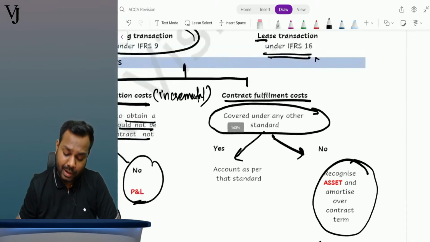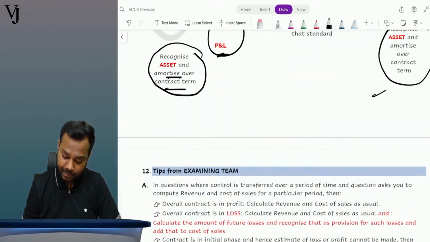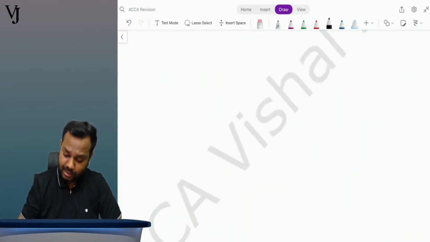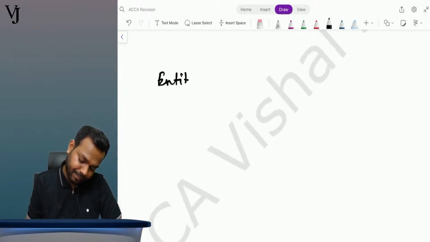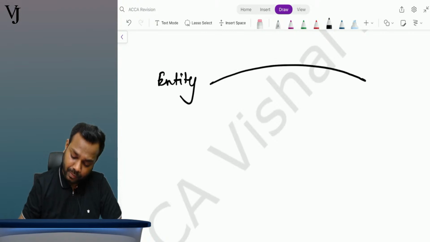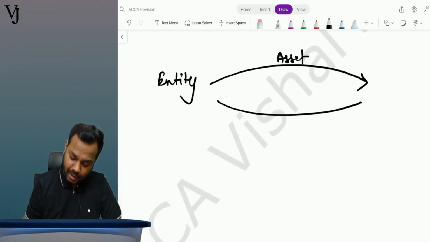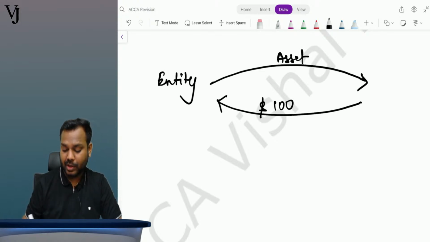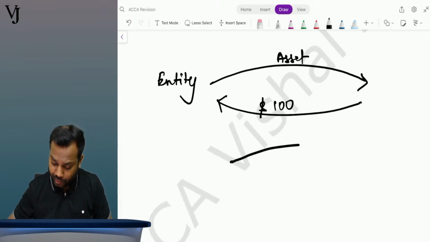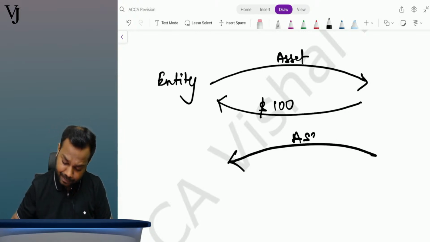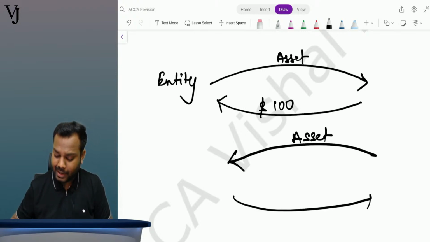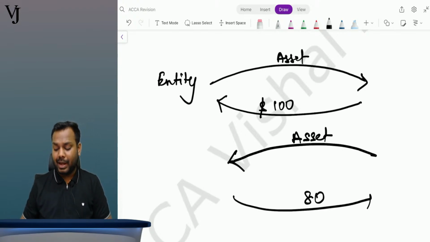Okay, Krishna has a query: explain the lease part. Okay, fine. Lease part. Let's suppose this is the entity, which sold the asset and received $100. Later on, the entity will get the asset back, and it will pay 80. That is, say, the repurchase price is less than the original selling price.